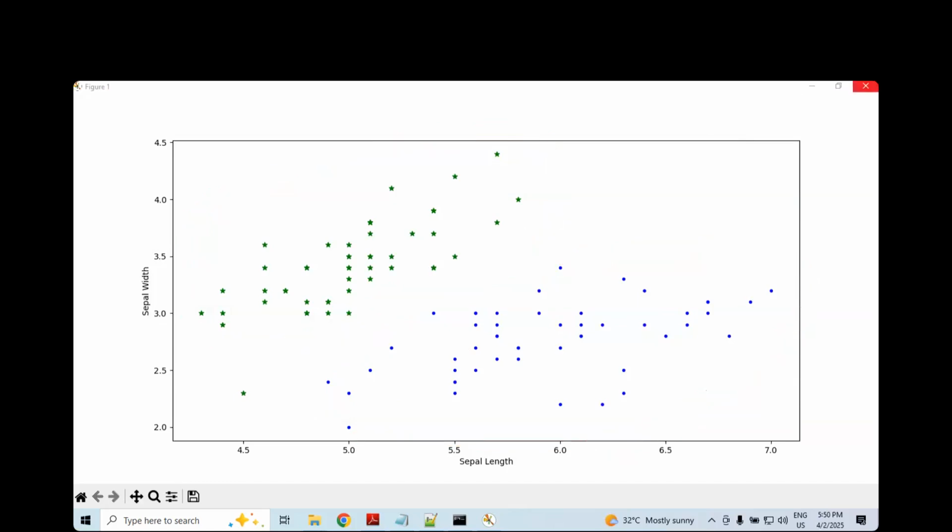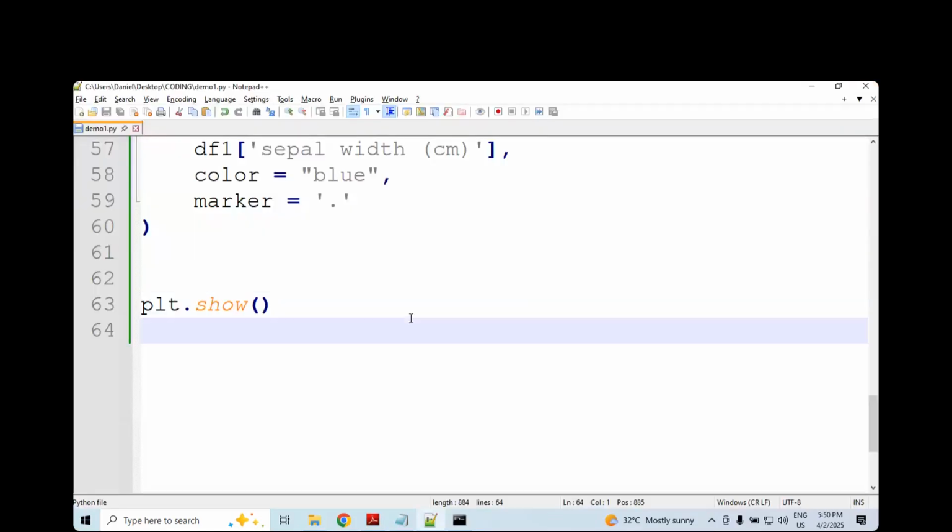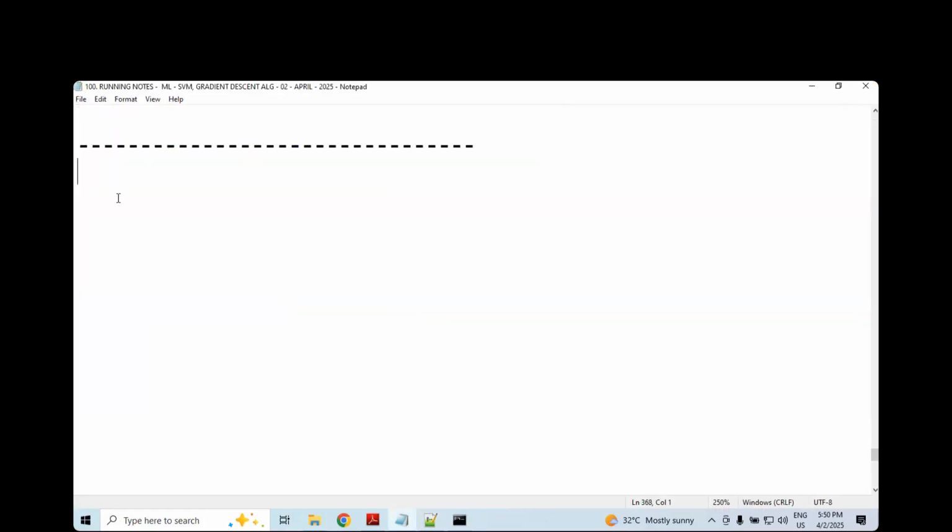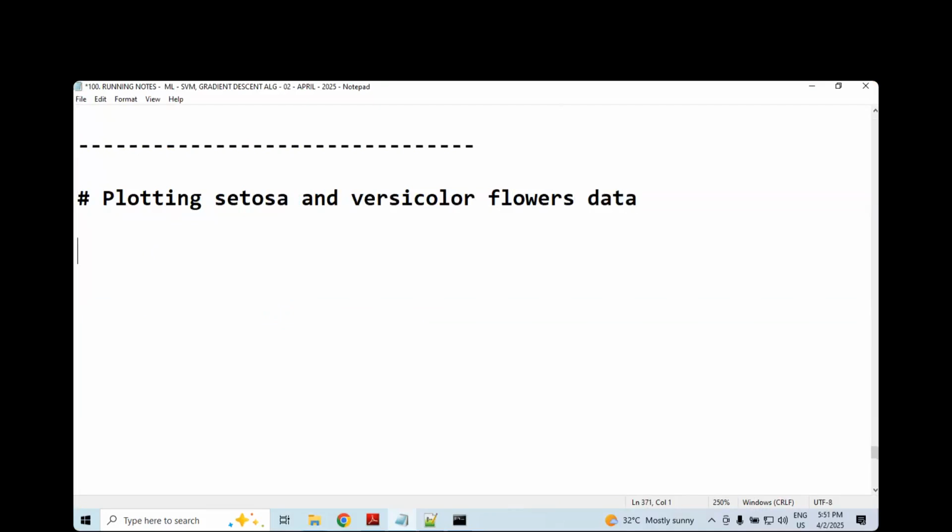Okay, so we did this example yesterday. Take this example. Plotting. Setosa and what exactly, sir? Versicolor. Yeah, good, good.